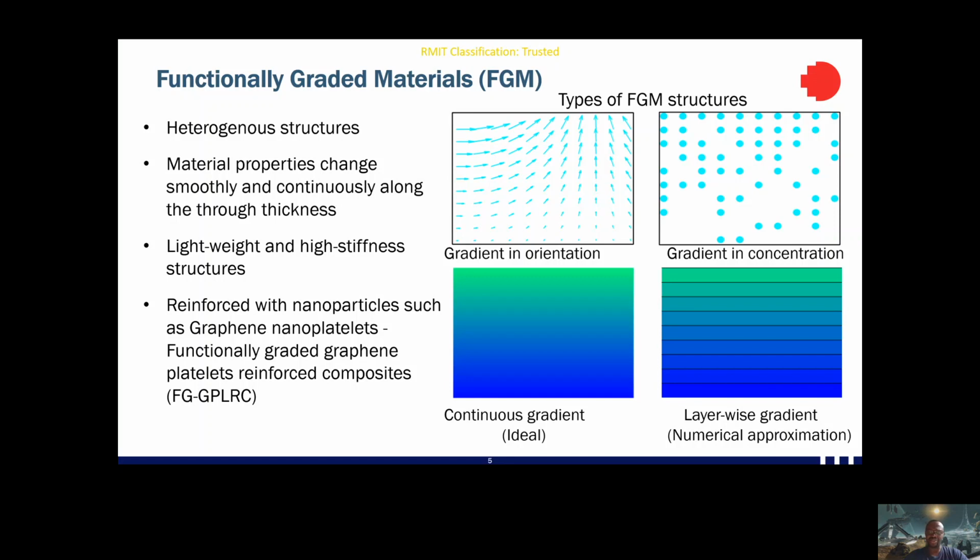Some of the functionally graded materials you can have are those with a gradient in orientation, as well as a gradient in concentration. The ideal functionally graded material is one with a continuous sort of blend that you can see in the bottom left corner. However, this is both numerically and experimentally impossible to achieve. And so engineers have created a numerical approximation that's a layer-wise gradient, and this usually comes down to 10 to 15 layers.